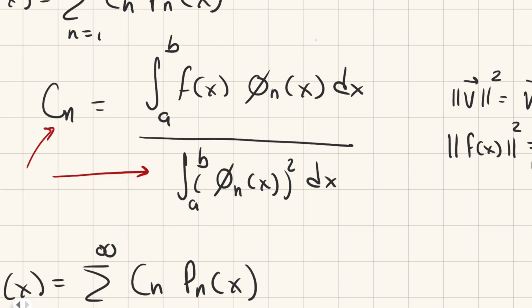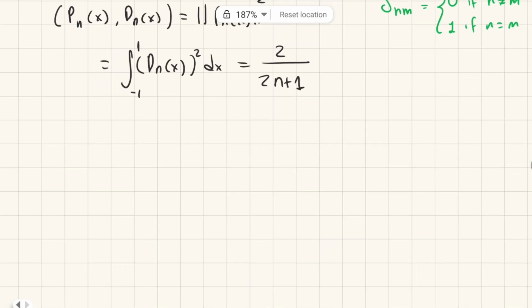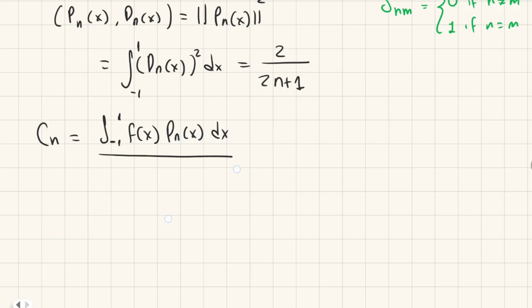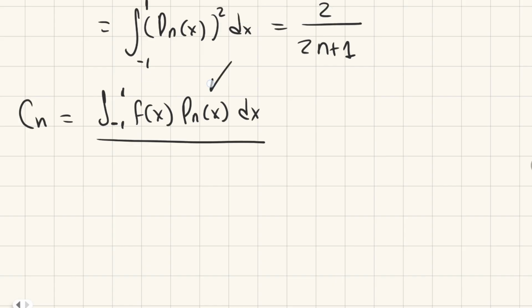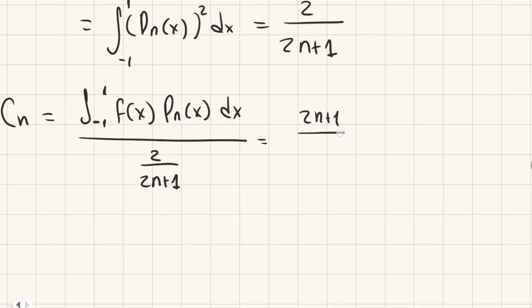And then we see here that we need to take the inner product between f and the n-order Legendre polynomial. So that means that c sub n is going to be the integral from -1 to 1 of f of x p sub n of x dx divided by, well, the norm of this Legendre polynomial squared, so that is 2 divided by 2n plus 1. So this can be seen as 2n plus 1 divided by 2, and then the integral from -1 to 1 of f of x p sub n of x dx.